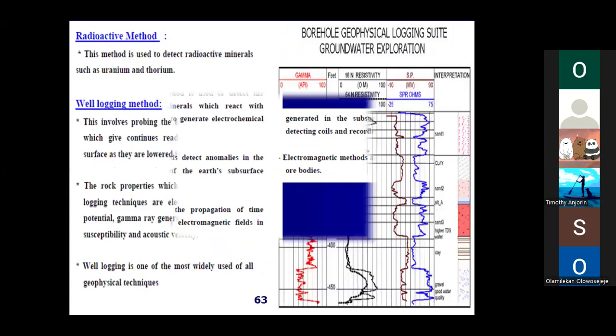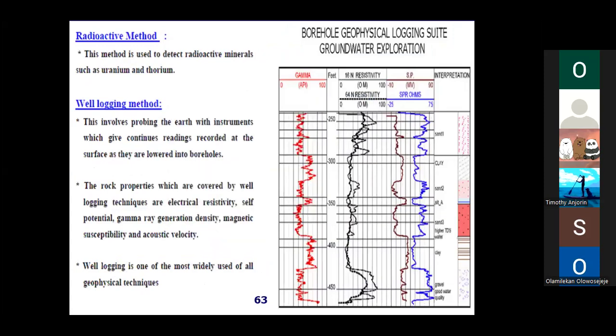So that is well logging. I talked about radioactivity, emission of gamma ray from the log, which can help us in delineating our lithologies. This involves probing the earth with instruments which give continuous readings recorded at the surface as they are lowered into the boreholes. Okay, they are usually used for groundwater investigation. They are also used for hydrocarbon exploration.